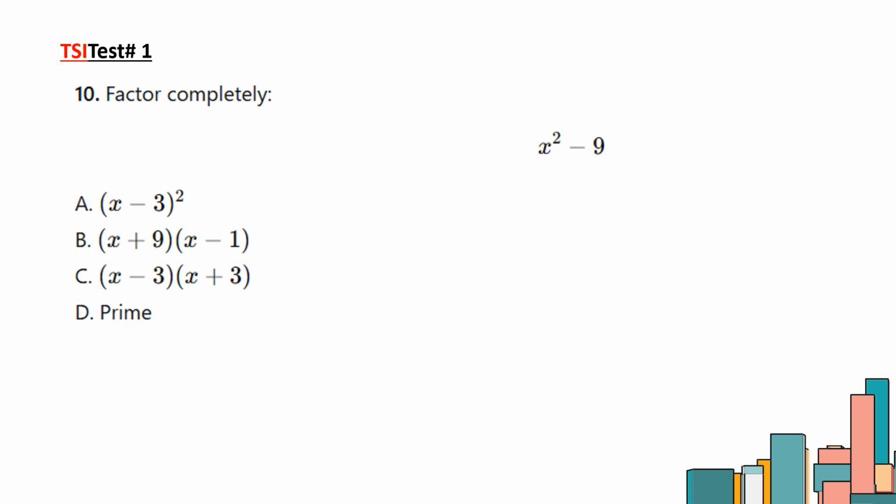Question number 10, factor completely. So for this one, we also have the formula for it. We have a squared minus b squared equals a minus b times a plus b. Okay, so you ask, where is my a? My a is x. So you see that x squared minus 9, where's my square? So 9 will be rewritten as 3 squared. So we rewrite it as x squared minus 3 squared.